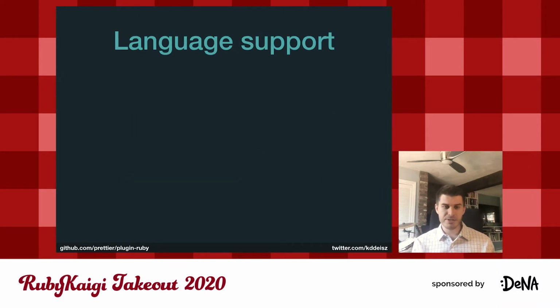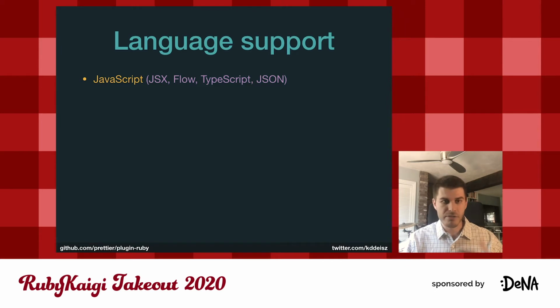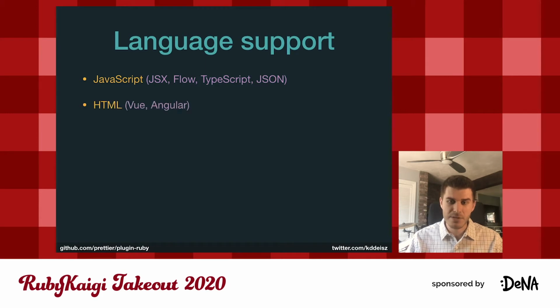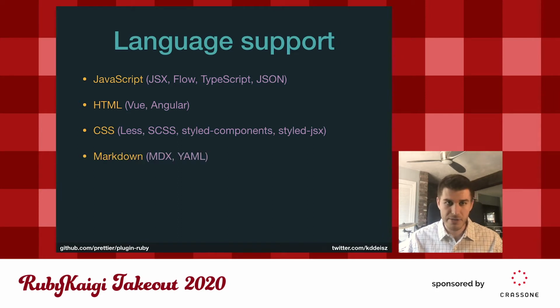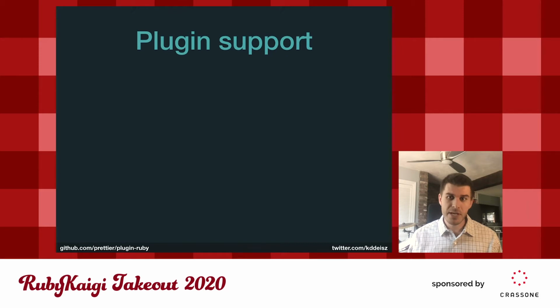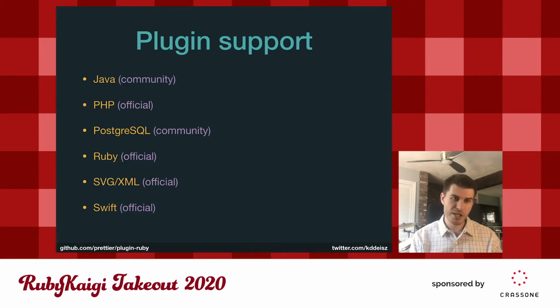Out of the box, Prettier started as a JavaScript printer, and so it came with support for all of the various JavaScript implementations and variants. Later on, it developed language support for HTML and all of those flavors, CSS, and Markdown. These are the formats that ship with Prettier by default, but there's additionally a wide ecosystem of plugin support, and that includes Java, PHP, Postgres, Ruby, SVG, XML, Swift, and this is actually a subset. Some of these are community plugins. They live on other people's GitHubs. The official ones live within the Prettier organization on GitHub.